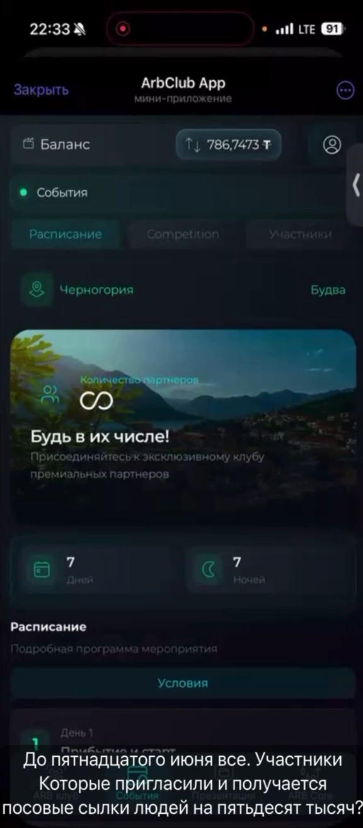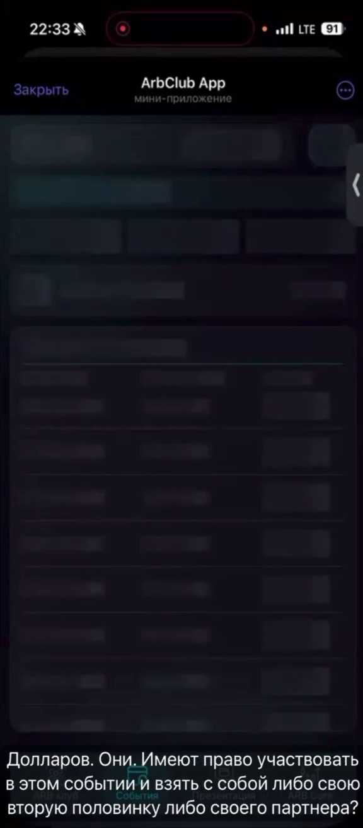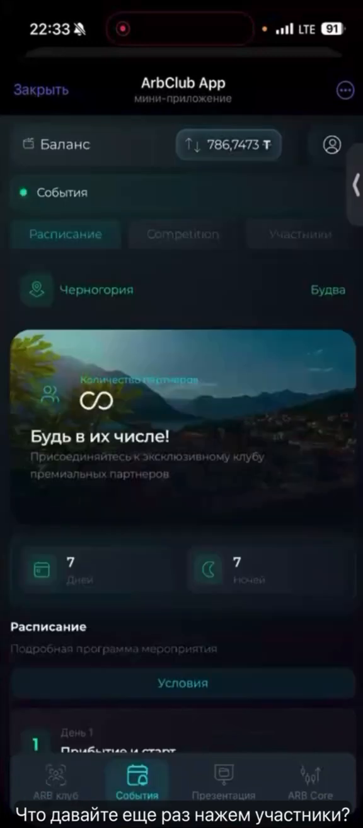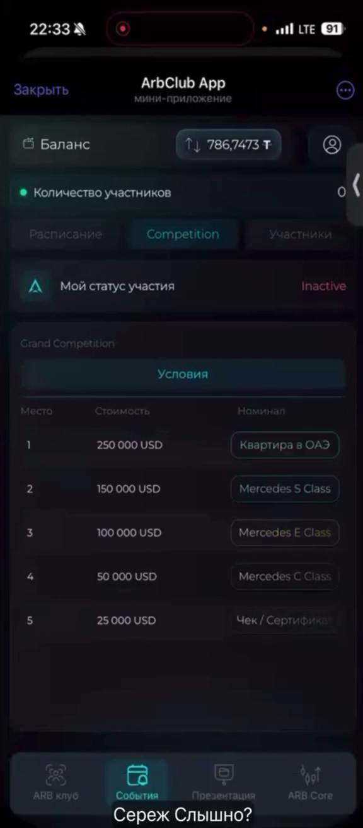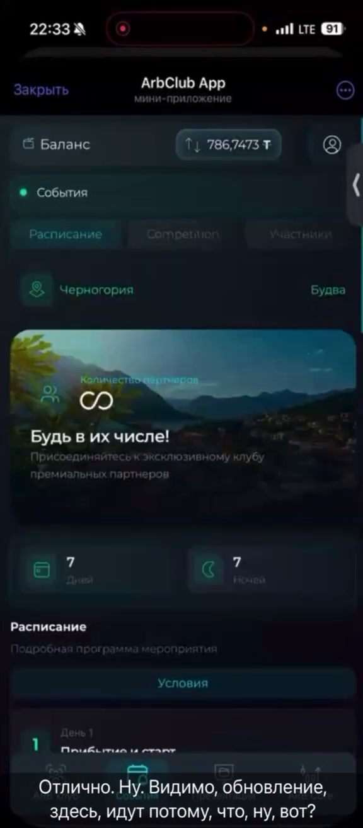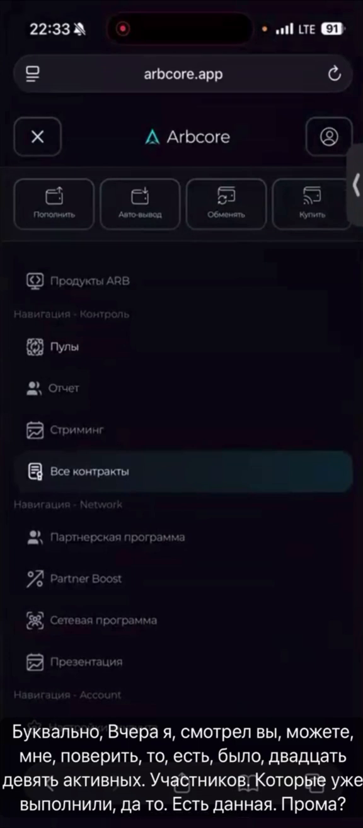Until June 15th, all participants who invited 50,000 people using their link have the right to participate in this event and take with them either their significant other or their partner. Let us remind you once again, participants, friends, can you hear me? Updates are coming here. Just yesterday I looked, you can believe me, there were 29 active participants who had already completed this promo.